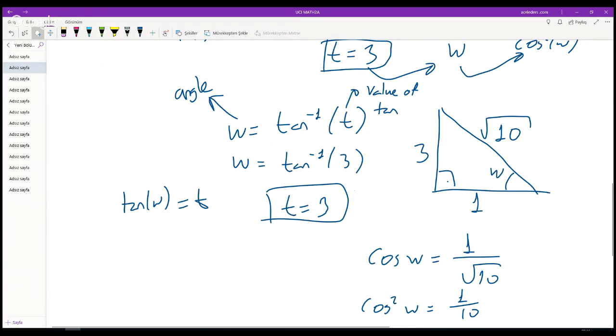So I have the solution. Okay? So w prime at point 3, which means that when t is 3, then w prime is 1 over 10. Okay? So that seemed a hard question, but we solved that question without knowing the derivative of inverse tangent. Okay?